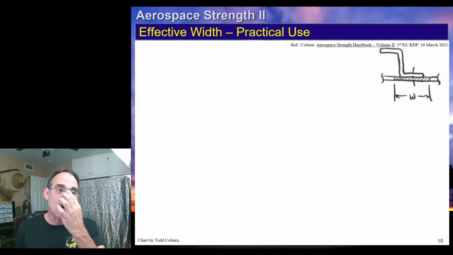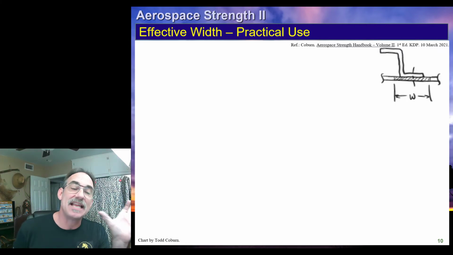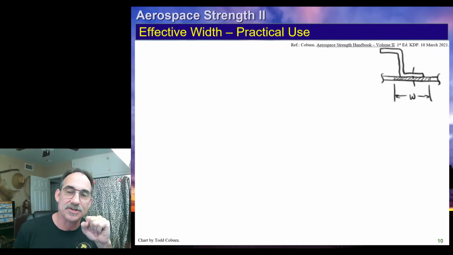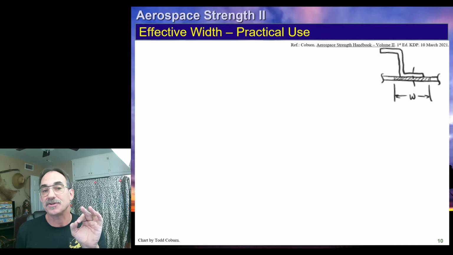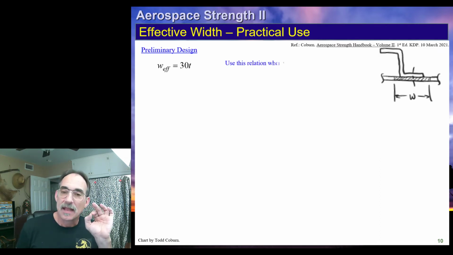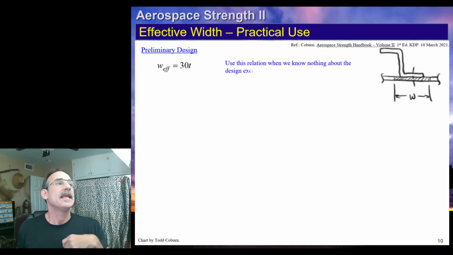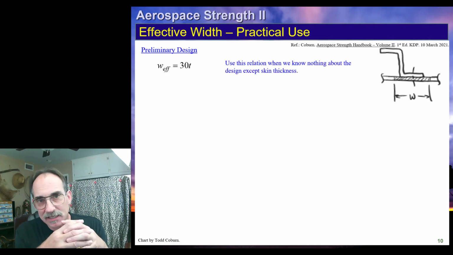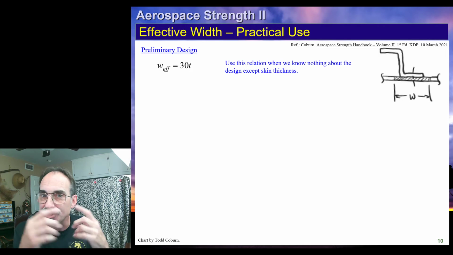Let's say we have a stringer, and let's say we have skin that's attached to it with a line of fasteners. Assuming that that line of fasteners gives sufficient support, we can calculate our effective width. And I'm going to give you basically a set of equations to choose from.